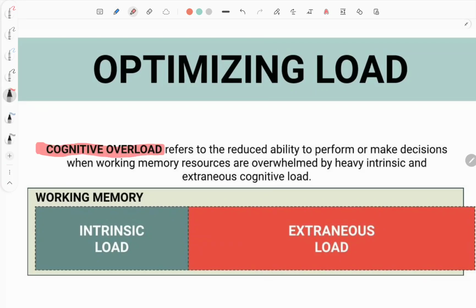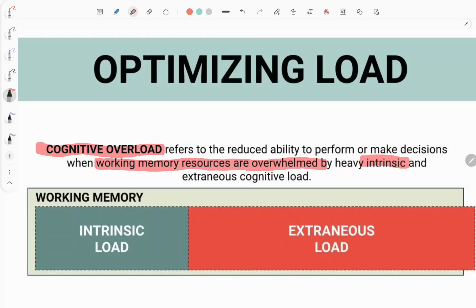Right? That's when, as a teacher or a lecturer, you've actually not designed your lecture or your lesson properly. And what's happening is you're actually reducing the ability of your learner to make decisions because their working memory and their resources are overwhelmed. Now, how can they be overwhelmed? Well, the first thing that can happen is you can make your intrinsic load, that's the actual task that you're doing, too hard or too difficult for them to work with, and they're struggling with it and they can't make sense of it, and that overloads them.